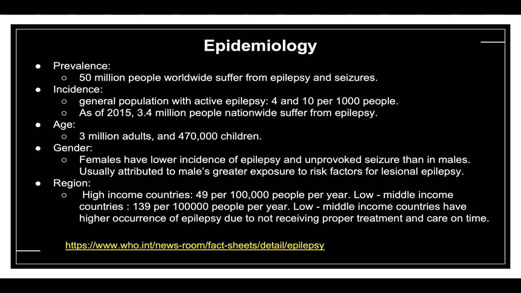Moving on to epidemiology, the prevalence of epilepsy and seizures is 50 million people worldwide. The general population with active epilepsy is 4 to 10 people per 1,000 people. As of 2015, 3.4 million people nationwide suffer from epilepsy, which is a huge number. And of that 3.4 million people nationwide, 3 million were adults and 470,000 were children.